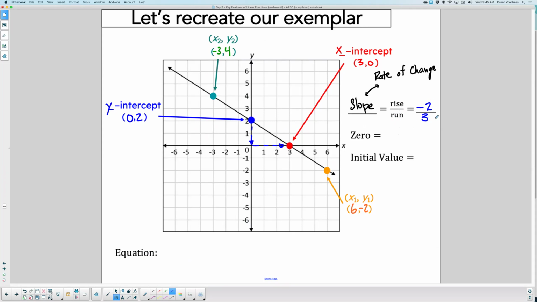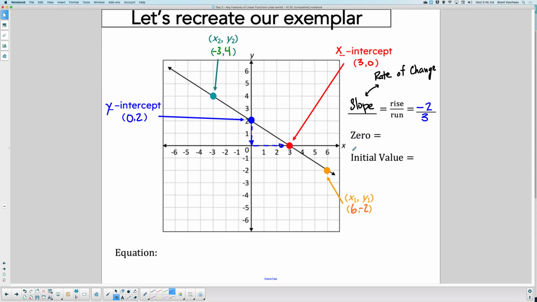Now here's what this means. This means if we picked any point whatsoever, I'll just use a turquoise. If I go down 2 over 3, I should hit another point. Down 2 over 3. Notice how it hits that one. Down 2 over 3. Hits the red. Down 2 over 3. Hits this orange. Does that make sense how that's working? Okay, that's what the slope means.